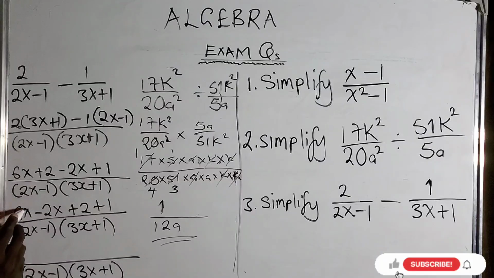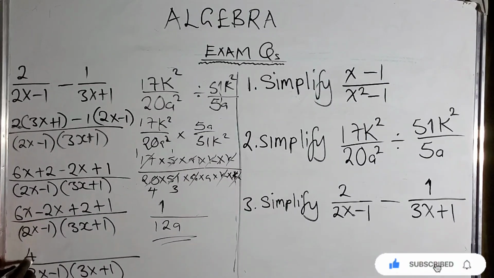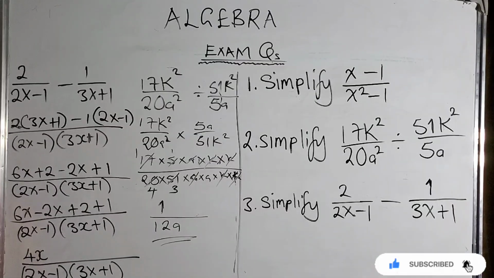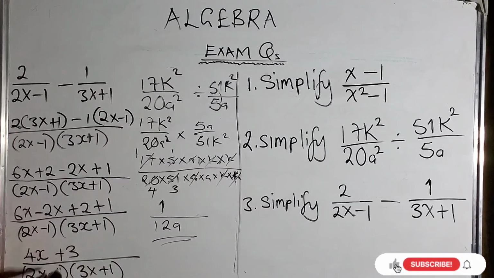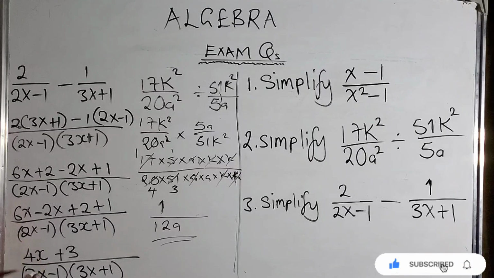So 6x minus 2x, just do 6 minus 2, which is 4, and the variable which is common there is x. 2 plus 1 is 3. So now this is where you can compare. Do you have what is common, the whole of this one and here? No. Then this is the answer. We've expressed this question as a single fraction in its lowest terms.